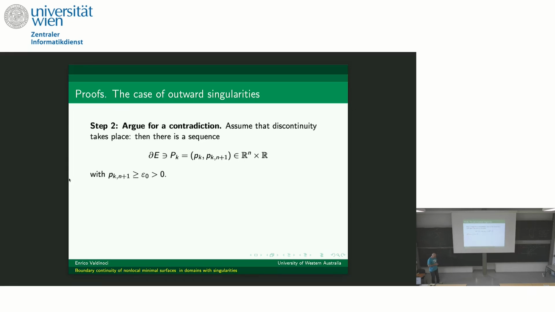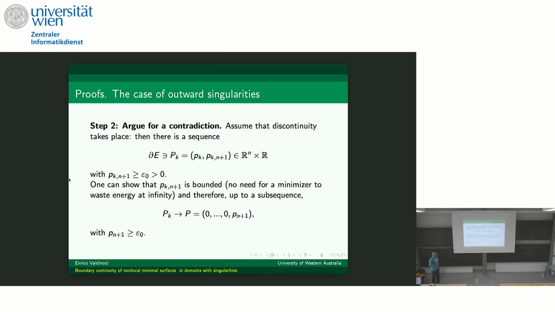Okay. Now, the first observation is that this vertical value here is bounded. If it's a minimizer, at least roughly speaking, there is no need to waste energy at infinity. You have to check this, but I would say it's kind of intuitive that if the surface drifts too much on the vertical side, you can reduce its energy by reducing its height.